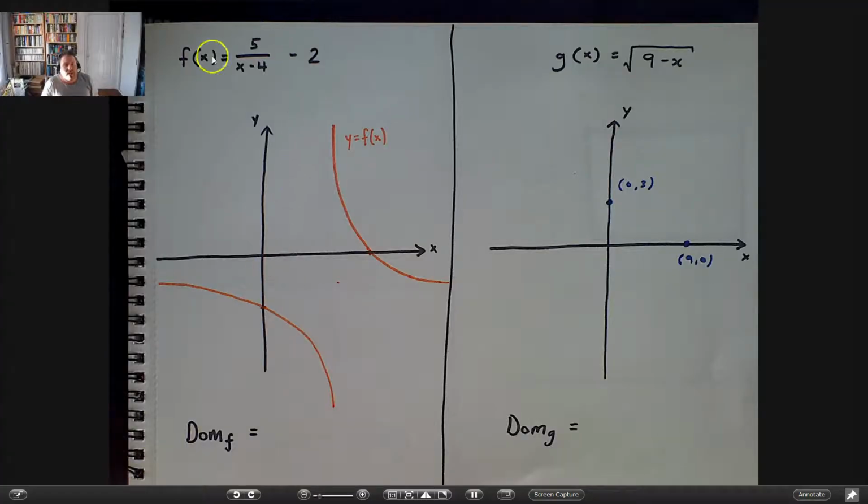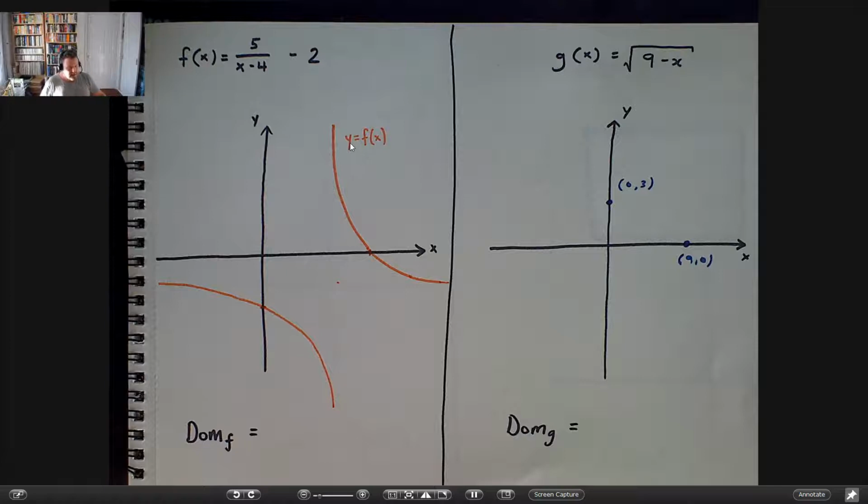Okay, so over here we can see that the graph of 5 over x minus 4, minus 2, looks like this, and I'll try and talk you through exactly why it looks like this, or at least in particular these bits where it flies up and down really quickly.